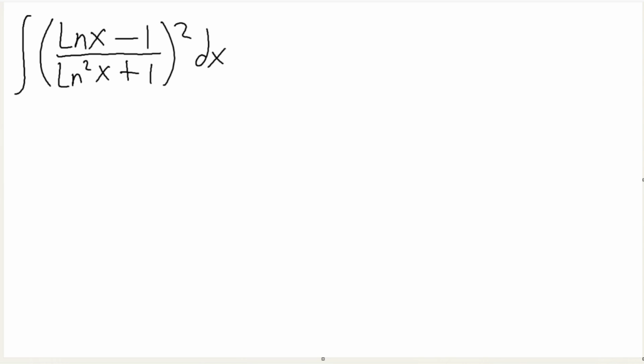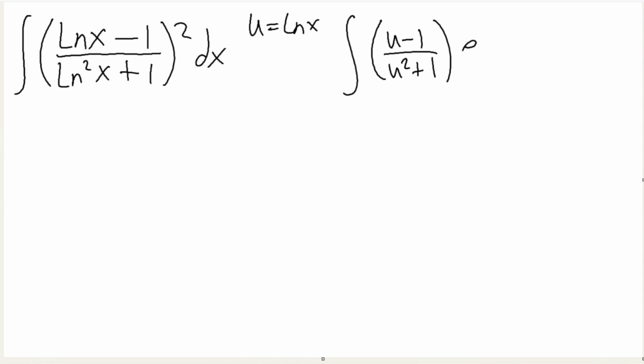We have reached the MIT style integrals, and this one looks nasty because both top and bottom are squared. So what do we do? This looks disgusting. I think I prefer to see e to the x's than ln of x's. So let u equal ln of x. And so now we get u minus 1, u squared plus 1, and then e to the u du.